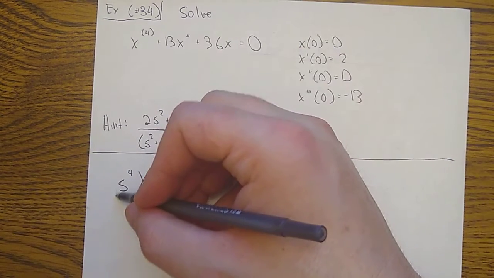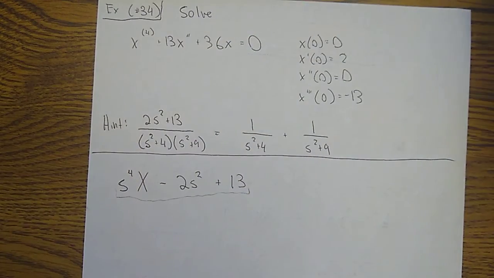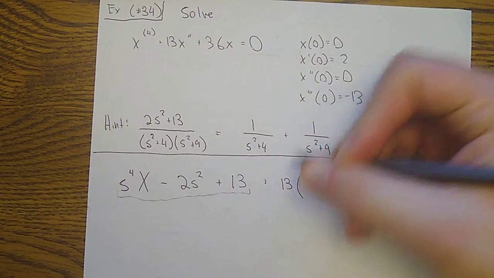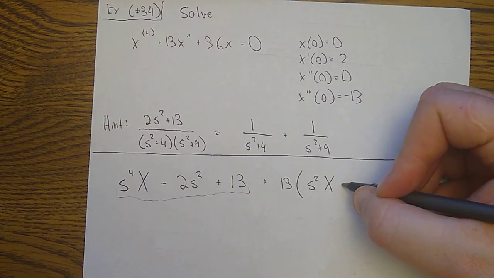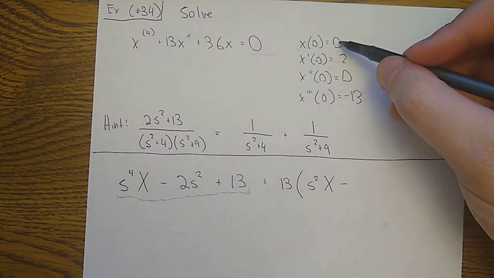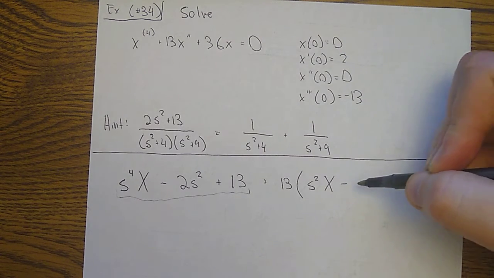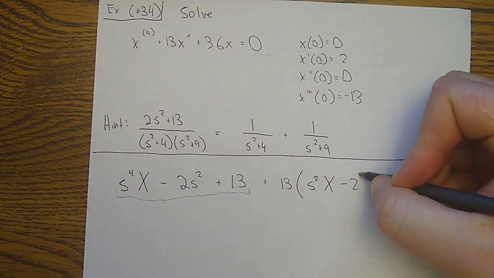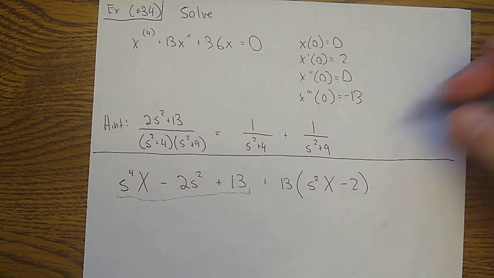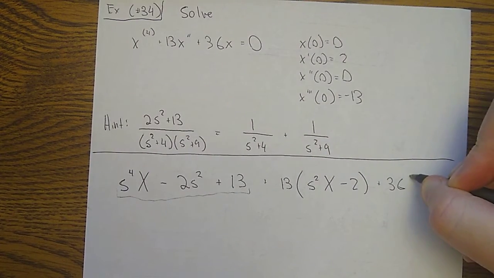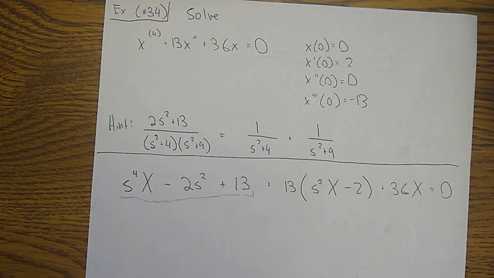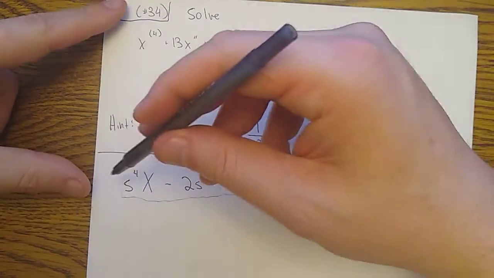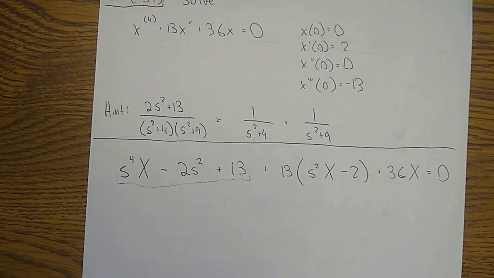Right? So this is just the Laplace transform of x, the fourth derivative of x, plus 13 times the Laplace transform of x double prime, which would be s squared x, minus s times this, so that's 0, minus 1 times this. Plus 36x equals 0. So there I am. I took the Laplace transform of both sides. So let me collect all of my x parts, because what am I trying to do here? I'm trying to solve it for x.